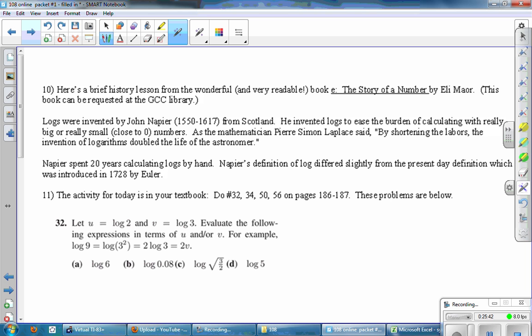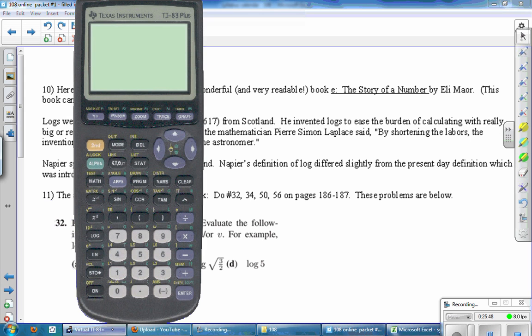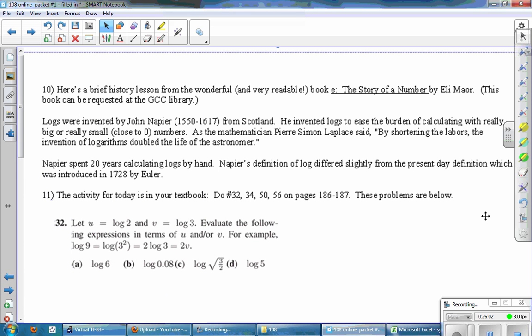Napier spent 20 years calculating logs by hand, 20 years, making something that essentially does what this calculator does when I type in something like log of 94.5. Napier did a lot of work to try to figure out a good estimate for that number. We've got everything now in the calculator. Napier's definition of log differed slightly from the present day definition, which was introduced in 1728 by Euler.